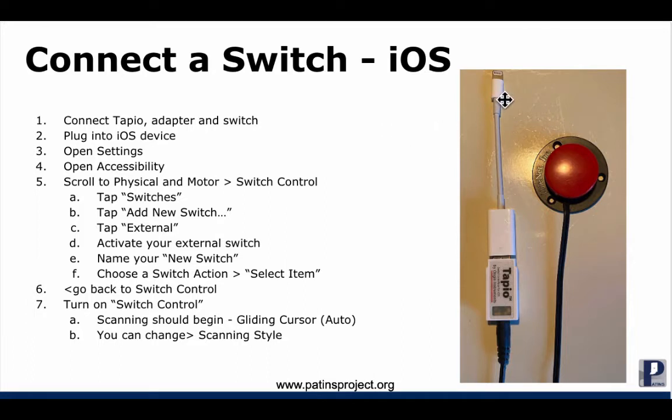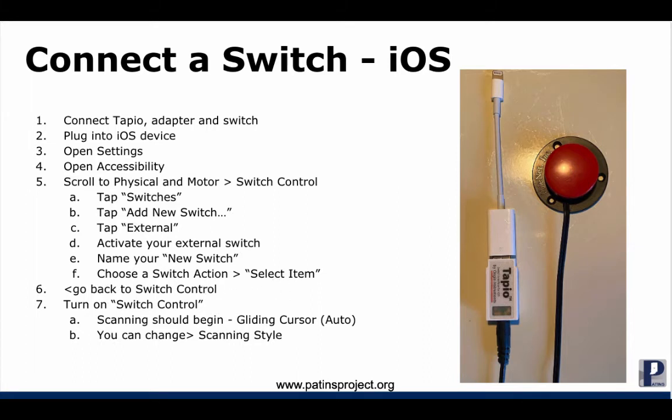First off, I want to show you the Tapio, and you'll use the camera adapter and plug that into the iPad, and you'll plug in a switch. This is a specs switch, small, and you follow these instructions. When you're in switch control, you'll tap switches, add new switch, select external because this is an external switch. You can also choose screen or camera as a switch, but we're going to be doing external. Then you click the switch, you name it, and then go back and turn on switch control.